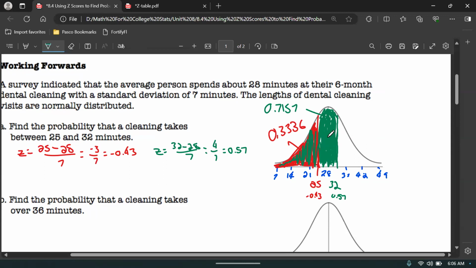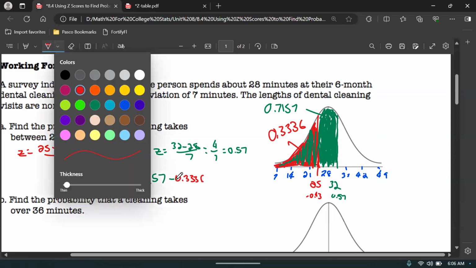Well, a good way to do this is to take that higher z-score number, 0.7157, and subtract that lower z-score number, 0.3336. Because what that will do is it'll take the area of the green, but you're subtracting the area of the red, which means if you have the area of the green and you get rid of the area of the red, then what you're going to have left is the amount that's here between 25 and 32. So we're going to subtract those areas and we're going to get our final answer.